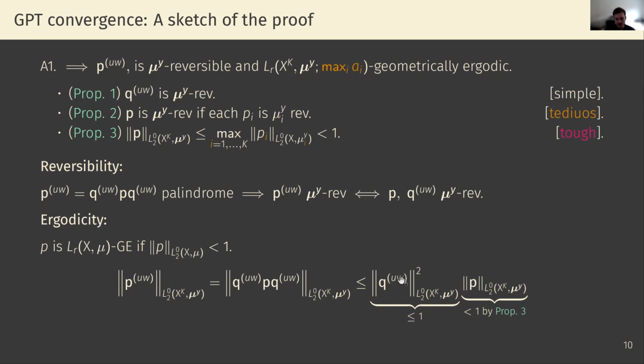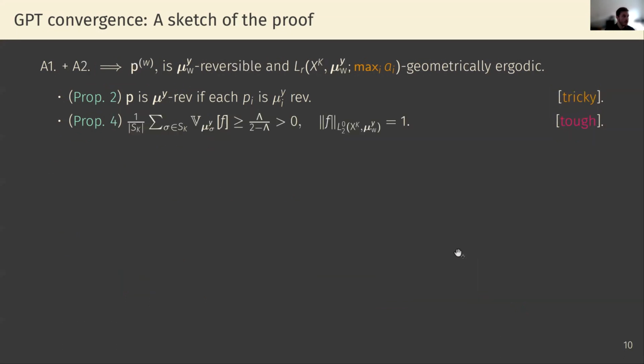Since Markov transition kernels are weak contractions, this is more than or equal to 1. And by proposition 3, this is smaller than 1 as well. For the convergence of the weighted generalized parallel tempering algorithm, we have a slightly trickier procedure.